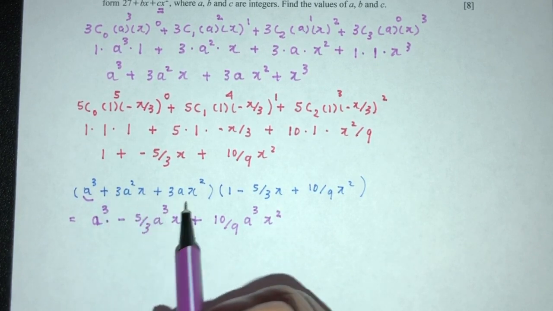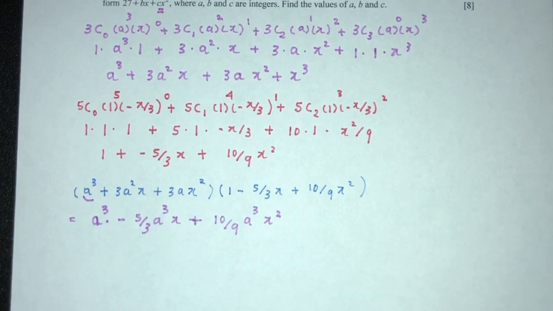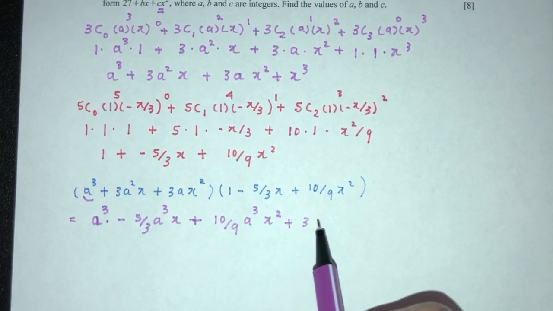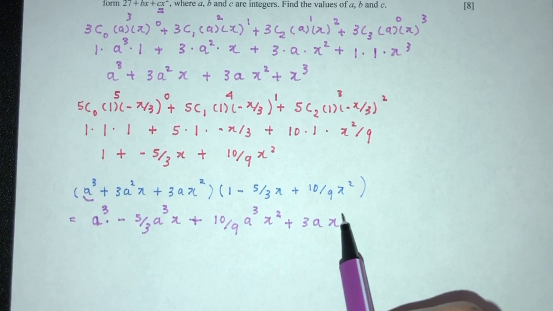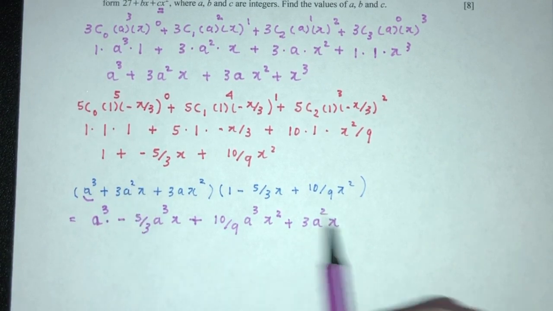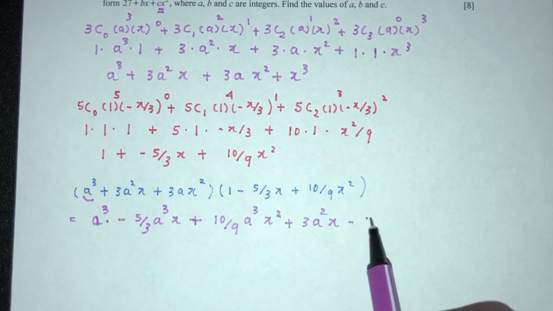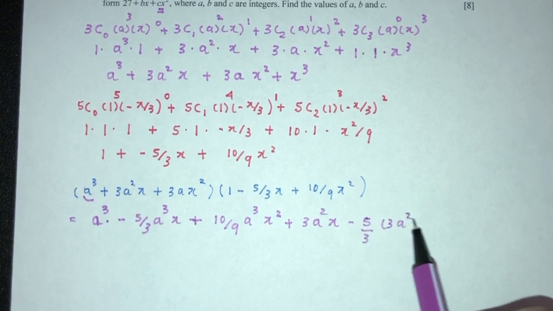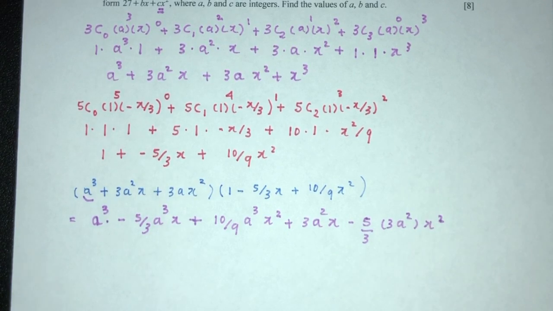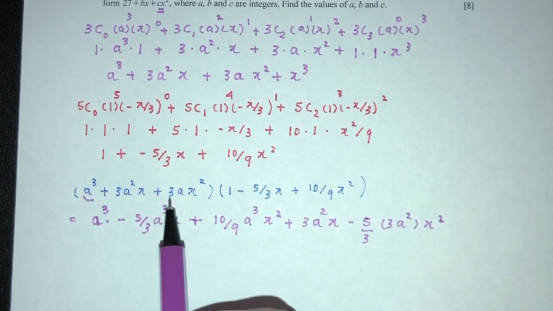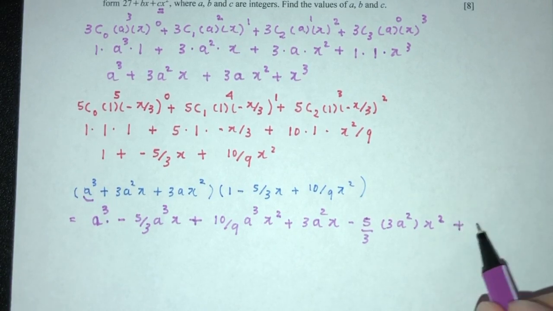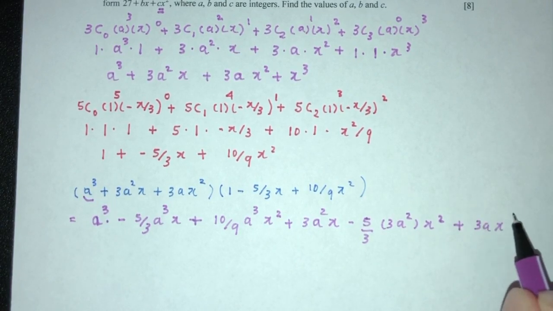Now for this one, that will be this and this, because we don't need x to the power 3, only power 2. That will be times 1 first, that will be plus 3a squared x, and this will be minus 5 over 3 times 3a squared x squared. Now the last one will be this one. We only have to multiply by 1 because the rest will be irrelevant. So plus 3ax squared. Okay, great.